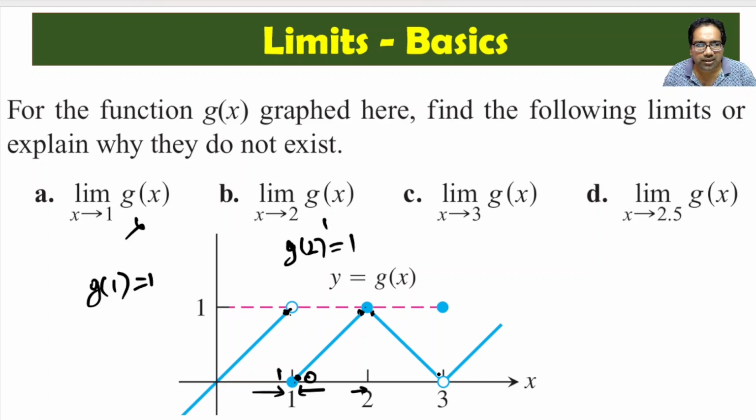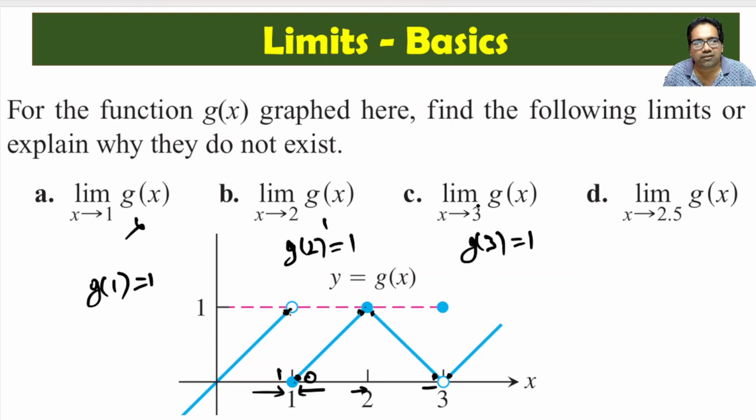Here, when we are coming from the left, we are getting this point. When we are coming from the right, we are getting this point. Both are close to 0. Sorry, this y is 0, right? Both are close to 0. But g of 3 is 1. It doesn't matter.